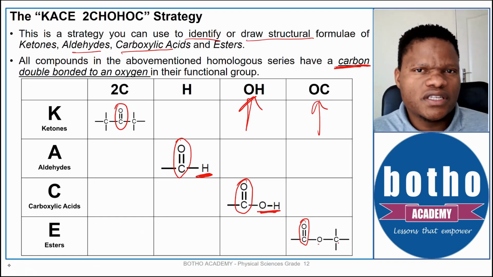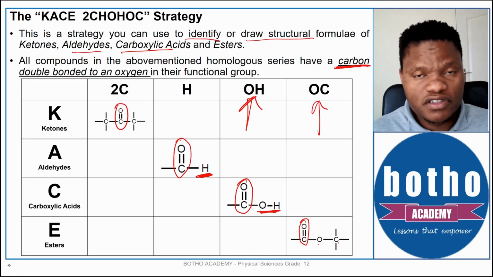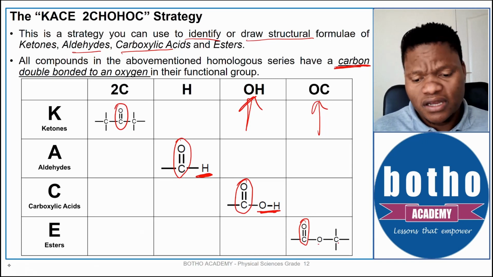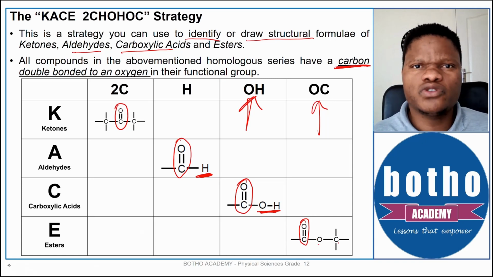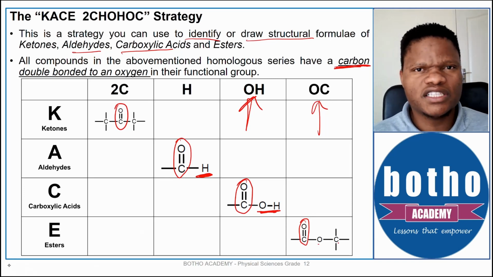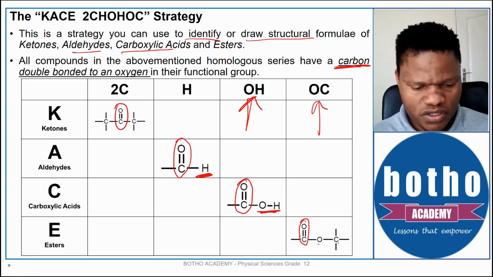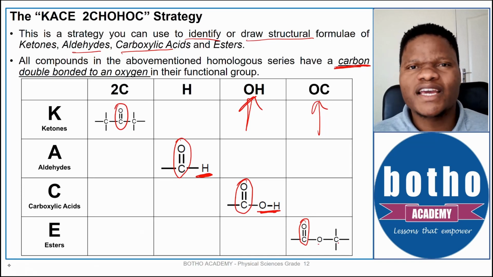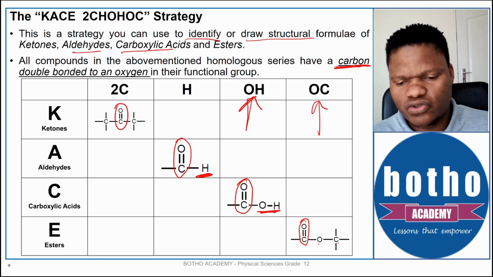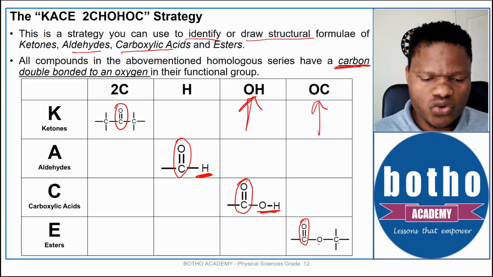Now, what I usually say to learners is that before you start writing your exam, try to remember this table and write it down somewhere. It becomes part of your table of data, and then you can refer to it at any time during your examination so that you are able to differentiate between ketones and aldehydes, because those can be similar as well, together with carboxylic acids and esters. Just draw that table and then write it. It's quite an easy table to remember. Just remember case 2 CHOHOC.